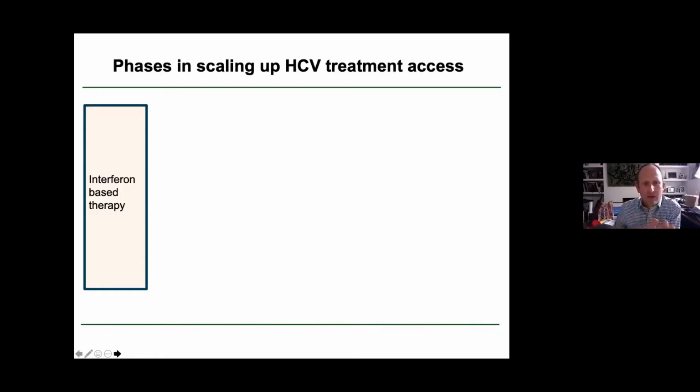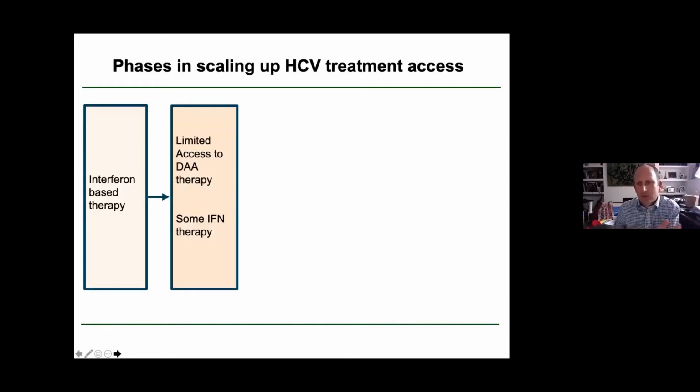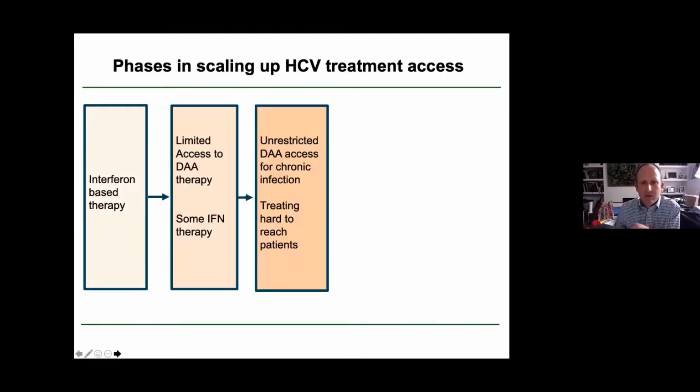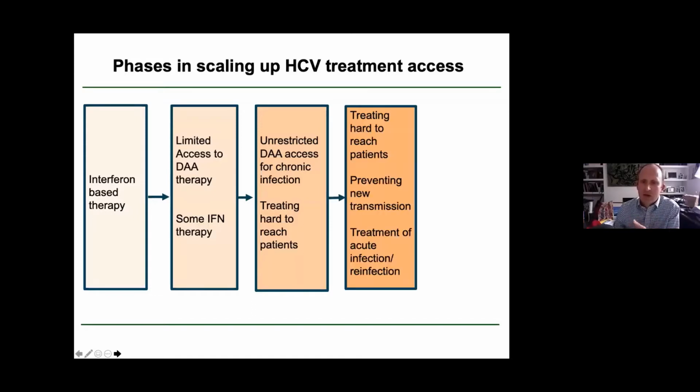So we can imagine for an individual country that we move from a phase of interferon-based therapy through a phase of limited access to DAA therapy, through to a more unrestricted DAA access for chronic infection, which is where we got to in the UK in about 2018, through to where we are now in terms of prioritizing treating harder to reach patients, in particular trying to treat those who may be transmitting, to prevent new infection with a view to elimination. And so how you view short course therapy probably depends a little bit on where you are in your individual country in terms of tackling the epidemic.